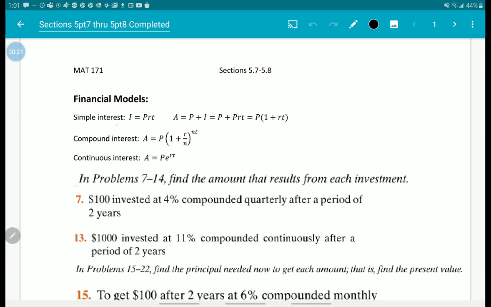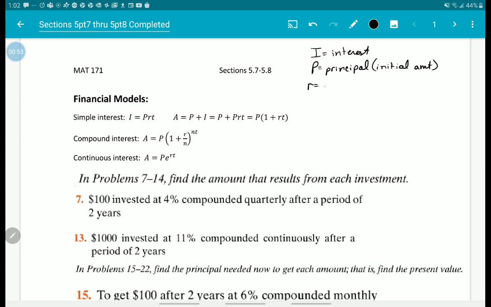When we talk about simple interest, that's interest that's earned one time. And the formula for that is I equals PRT. So I is your interest. That's how much you're getting on it. And remember, this is going to be a one-time amount. P is your principal. That's your initial amount. How much did you invest initially?